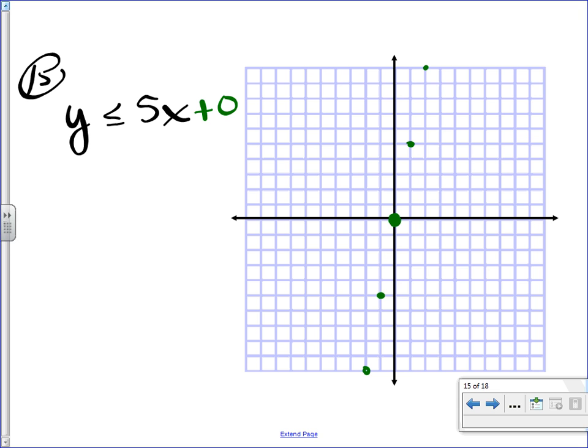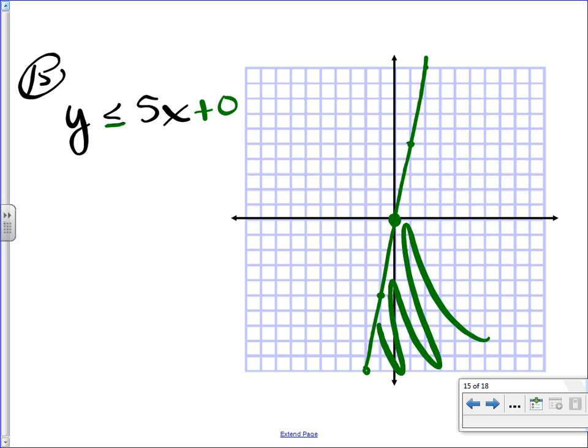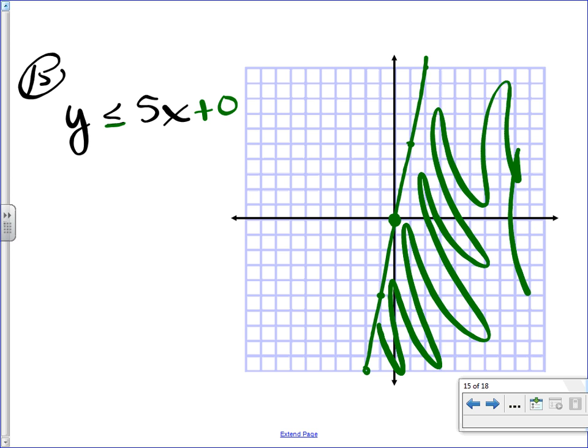Now here's where you're going to need to be careful because sometimes the lines are dotted, sometimes they are solid. This particular one is going to be a solid line. And we know that because of this equal sign right there. That's how we know it's solid. But it also has some shading. Sometimes you shade to the top, sometimes you shade to the bottom. This one says less than, so we're going to shade to the bottom. This is the side that we're going to shade.